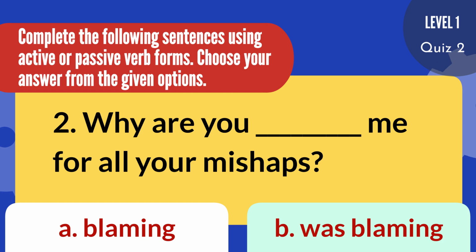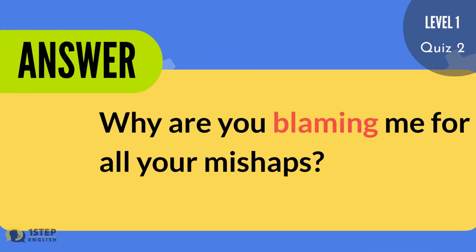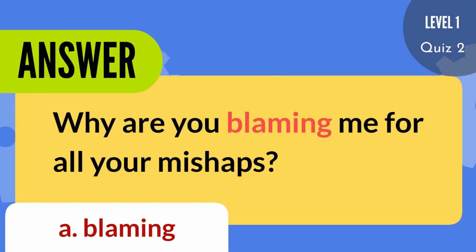Number 2. Why are you blank me for all your mishaps? A. Blaming. B. Was blaming. The correct answer is letter A. Blaming. Why are you blaming me for all your mishaps?